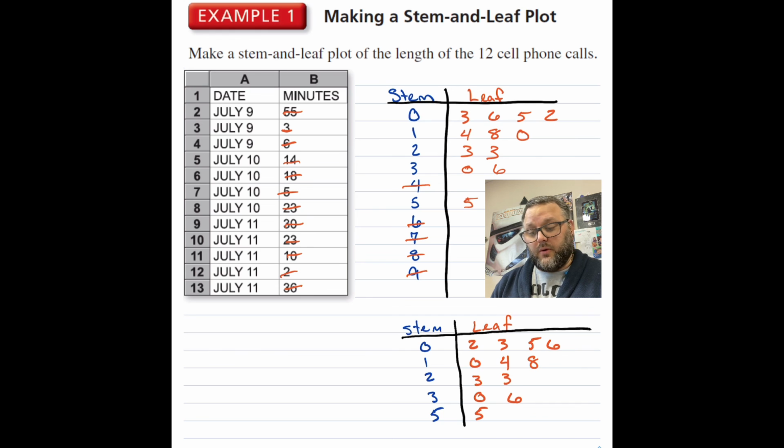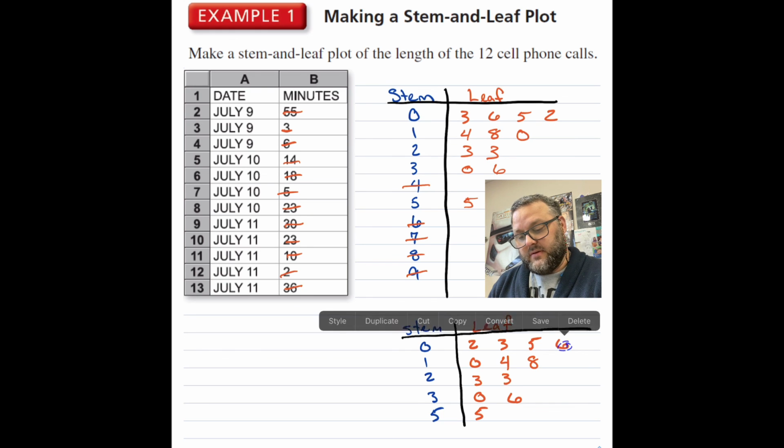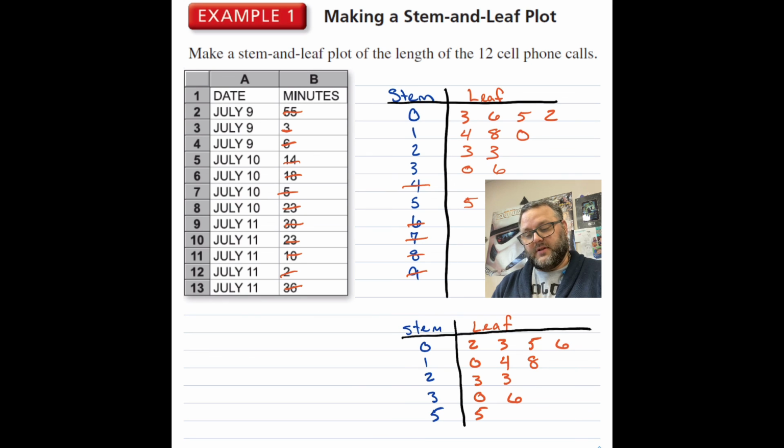Now that these are all in order, this guy's a little close to everything else, so let me rewrite it. There we go. All right, and now I'm done. Now I've created my stem and leaf plot given the 12 cell phone calls and their lengths.